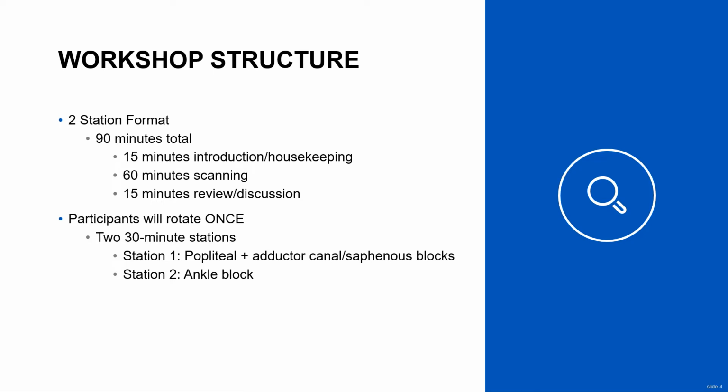This will be our basic workshop structure. We will have a two-station format of 90 minutes total. The 15 minutes of introduction and housekeeping is largely being done with this video, so that means additional time will be available for scanning. We will still maintain 15 minutes at least at the end for review and discussion. Participants will rotate once during the workshop. There will be two 30-minute stations. Station 1 will involve popliteal and adductor canal / saphenous blocks, and Station 2 will contain ankle block.